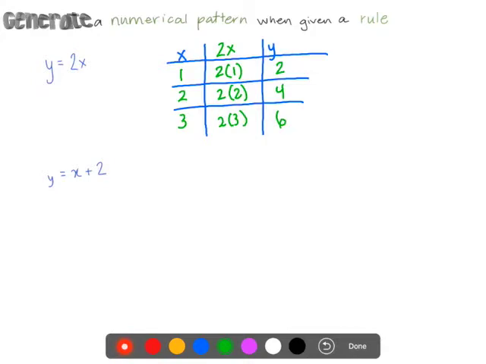And so when we're talking about generating a numerical pattern, we're basically talking about generating this table. Go ahead and give this other example a try. y equals x plus 2.